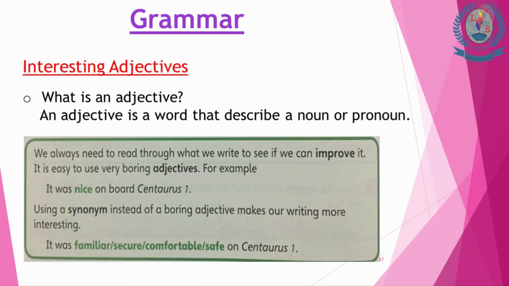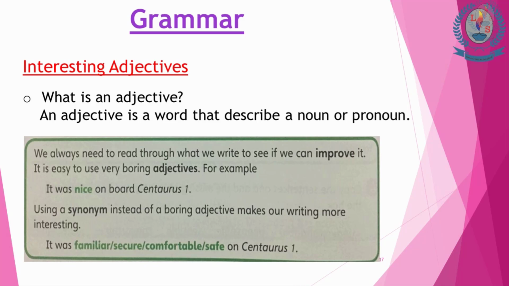We always need to read through what we write to see if we can improve it. It is easy to use very boring adjectives. For example, it was nice on board Centaurus 1. Here in this sentence, the adjective they have used is nice. They have considered that adjective as a boring adjective. Using a synonym instead of a boring adjective makes our writing more interesting. Look at this example. It was familiar or secure or comfortable or safe on Centaurus 1.